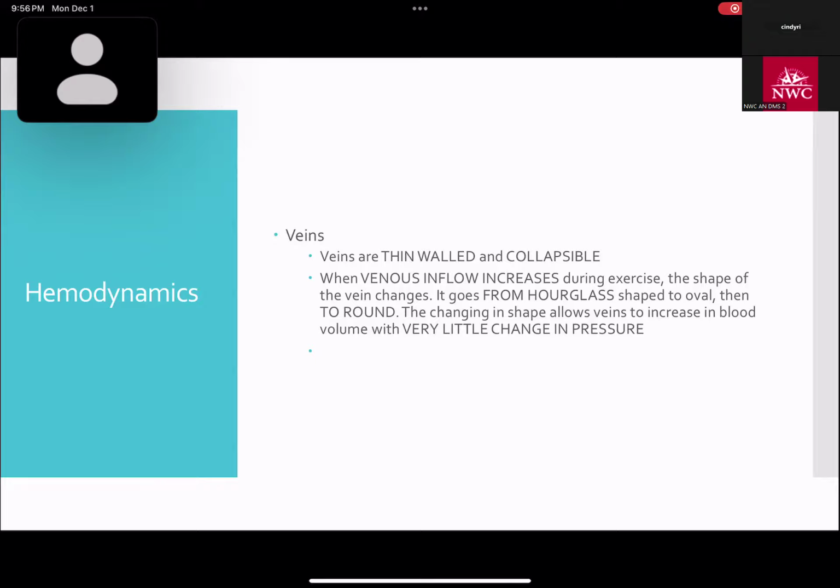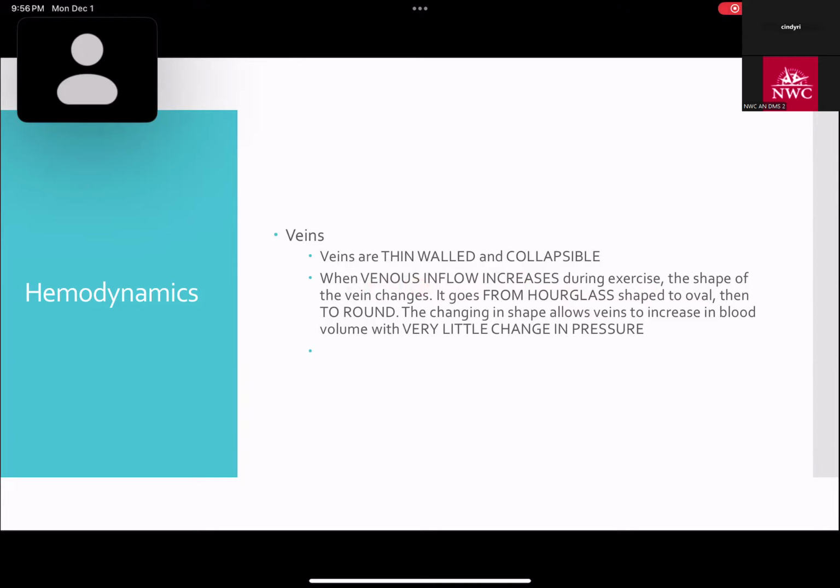When venous inflow increases during exercise, the shape of the vein changes. It goes from an hourglass shape to oval and then to round. The changes in shape allow veins to increase in blood volume with very little change in pressure. So let's take a look at that idea right here. So first we're going to take away when venous inflow increases during exercise. They're saying during exercise, so when you are working out, there is an increase in venous inflow, like blood moving into the veins, okay?